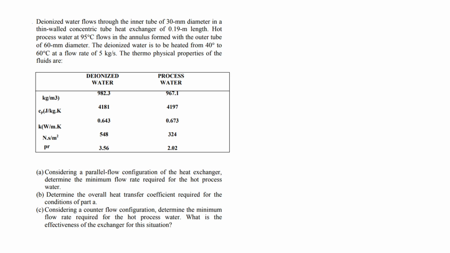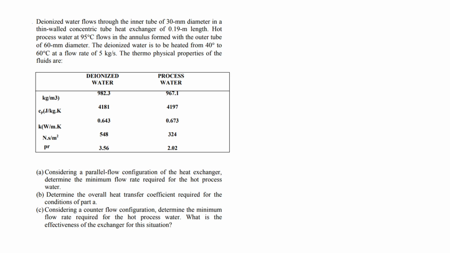First we will read the question. Deionized water flows through the inner tube of 3 millimeter diameter in a thin walled concentric tube heat exchanger of 0.91 meter length. The hot process water at 95 degrees Celsius flows in the annulus formed by the outer tube of 60 millimeter diameter. The deionized water is to be heated from 40 degrees Celsius to 60 degrees Celsius at a flow rate of 5 kilogram per second. The thermophysical properties of the fluids are given; I'm not going to read them, you can see them on the screen.